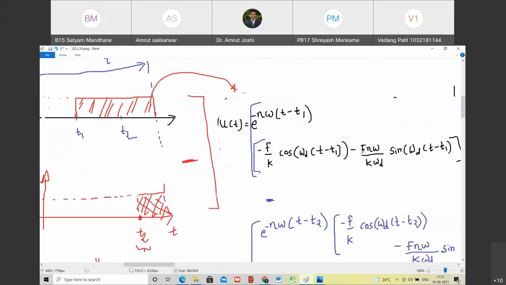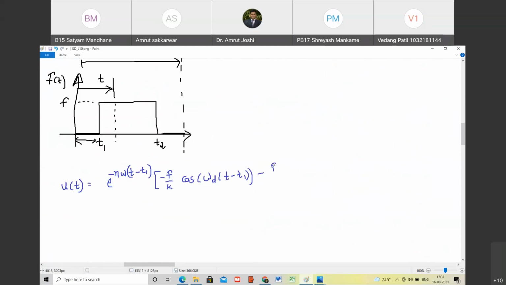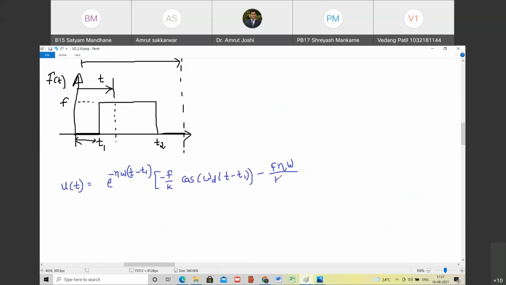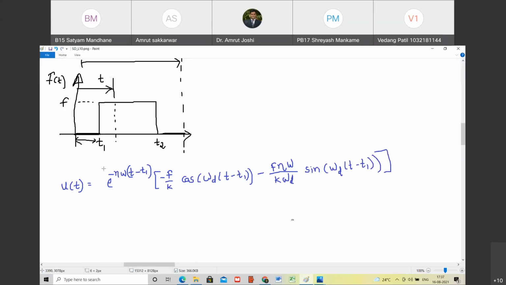देन दूसरी टर्म क्या आने वाली है? माइनस F ईटा ओमेगा अपॉन k omega d, के इंटू ओमेगा डी इंटू साइन ऑफ omega d (t minus t1). राइट? Yes. वो F बाय k तो कैंसिल हो गया. हैप्पी? Yes, sir. और ये ऐसे के ऐसे कॉपी करना पड़ेगा.